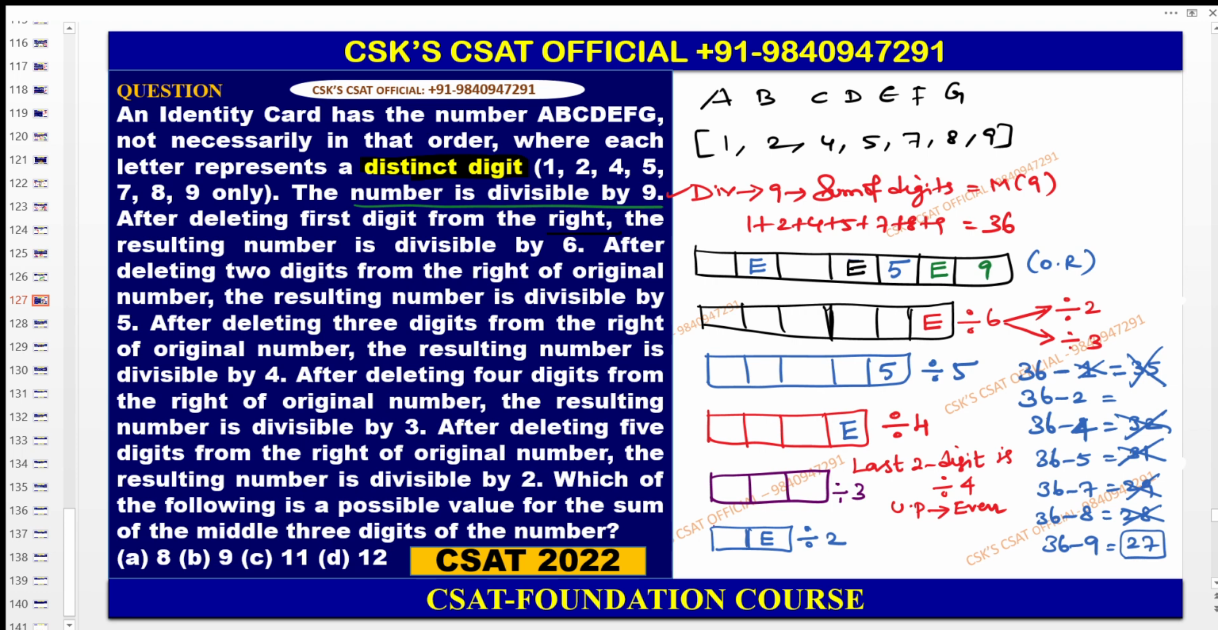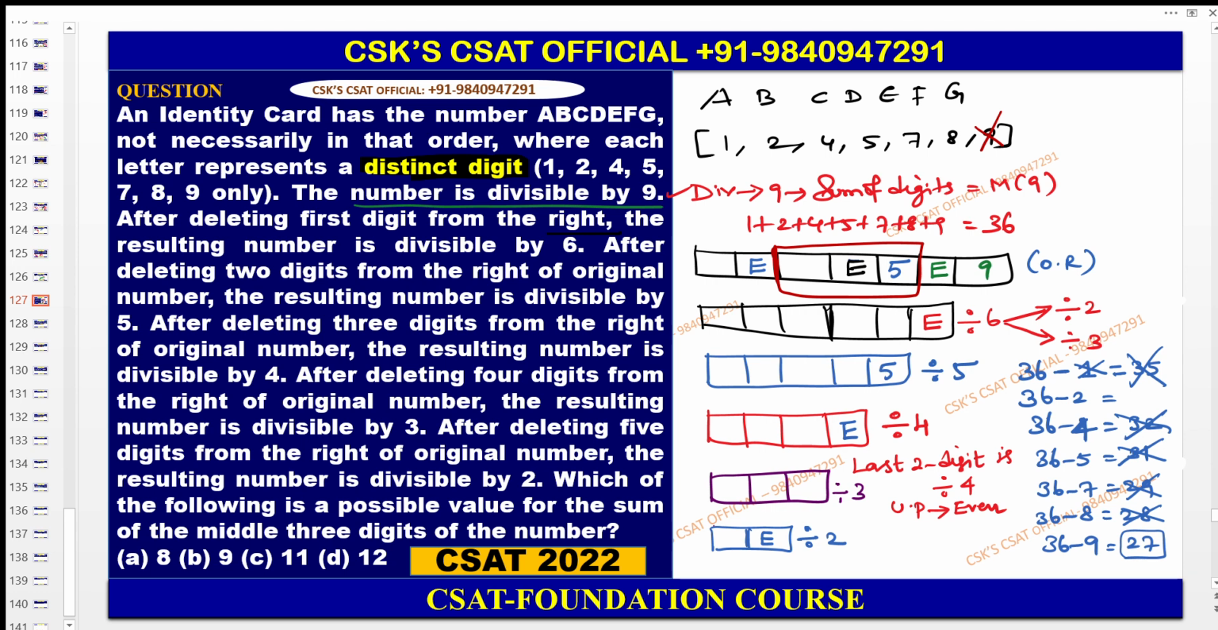Now understand. Now after everything is completed, which of the following is the possible value for the sum of the middle 3 digits of the number? Focus on the middle 3. So therefore this is the middle 3. Whatever I am placing here, this is nothing but the middle 3. Now whatever the value you assign now. So now only 9 is assigned, right?